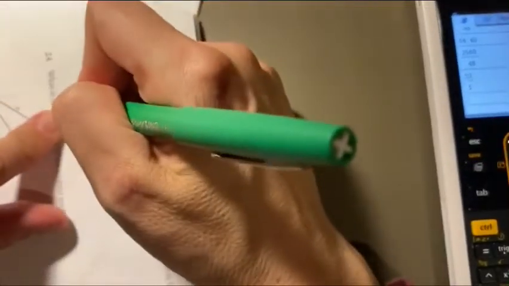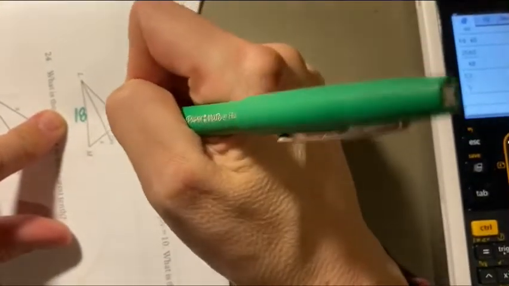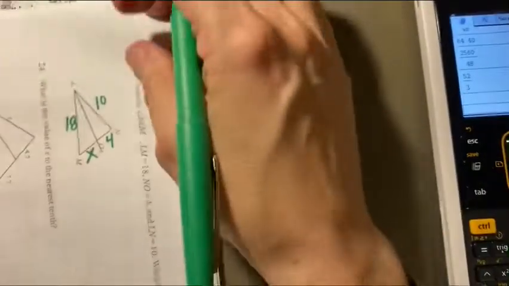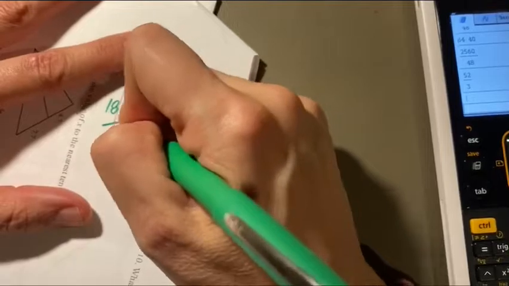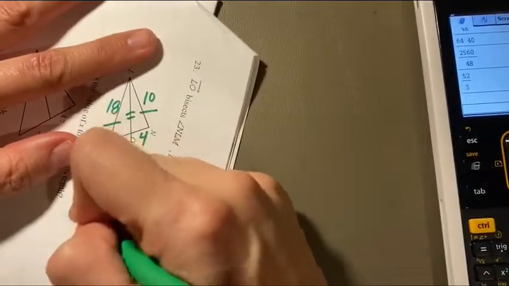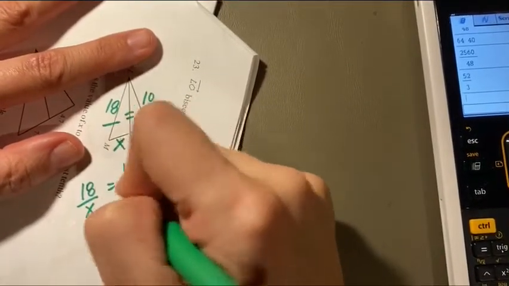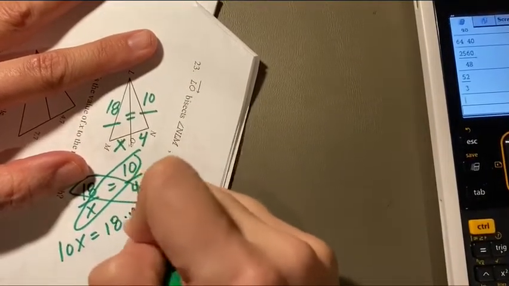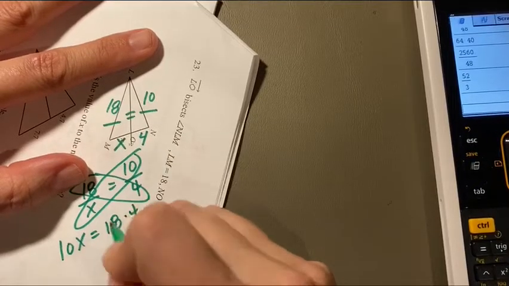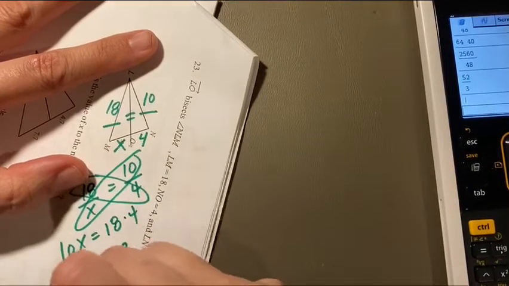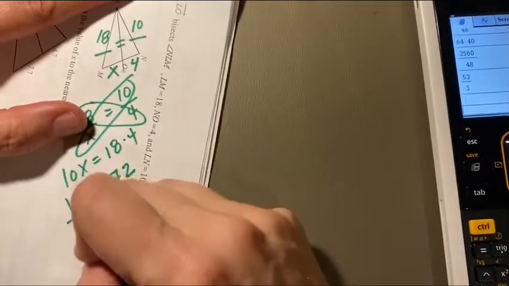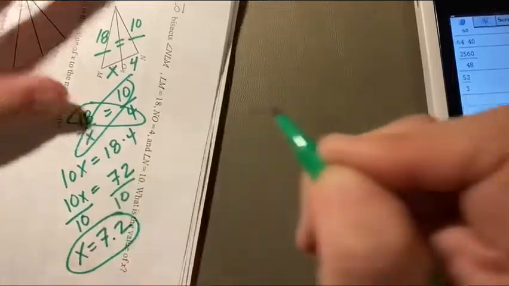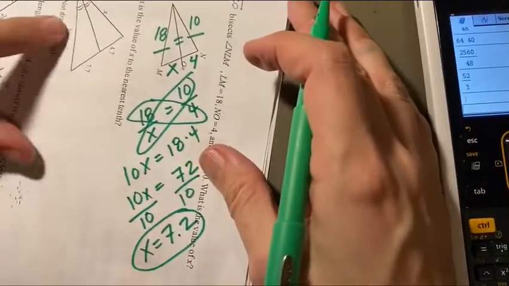So LM is 18, NO is 4. This has been already called X, and LN is 10. So these are kind of like the side splitters. We can set them 18 over X is equal to 10 over 4, cross multiply to solve. So we get 10X and 18 times 4. All right, so I divide by that, and I get 7.2. Final answer.